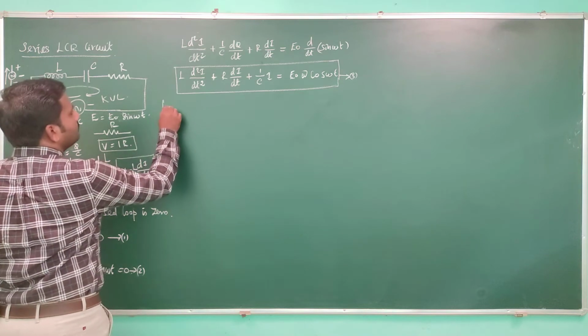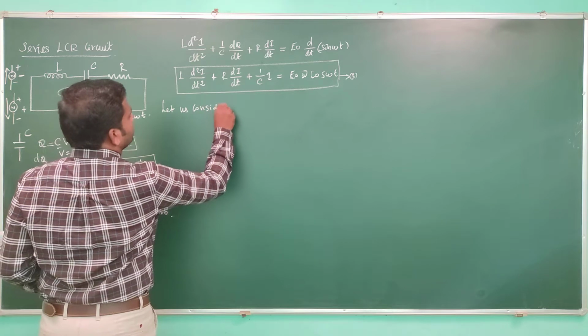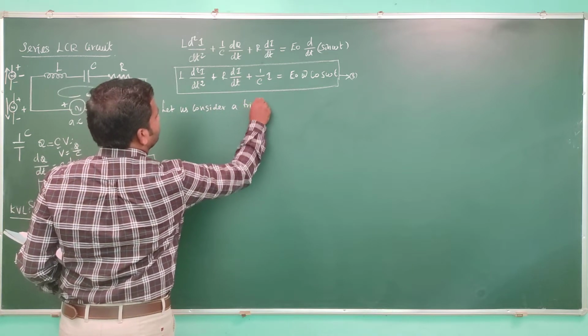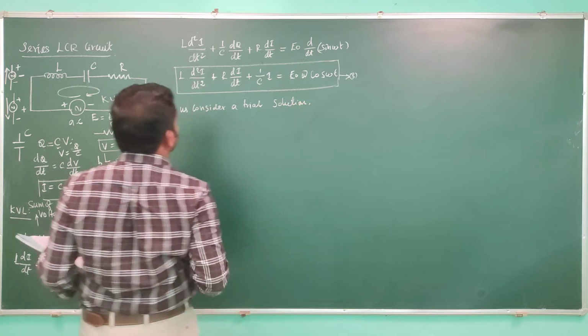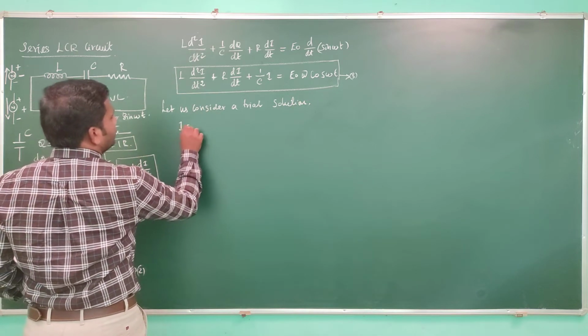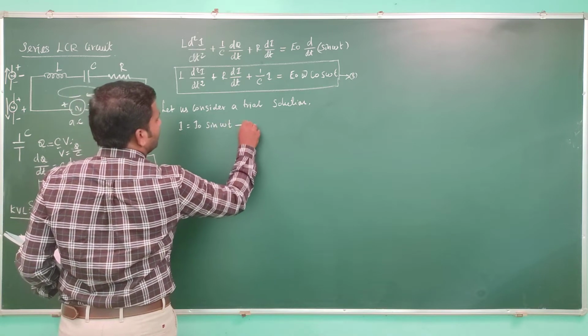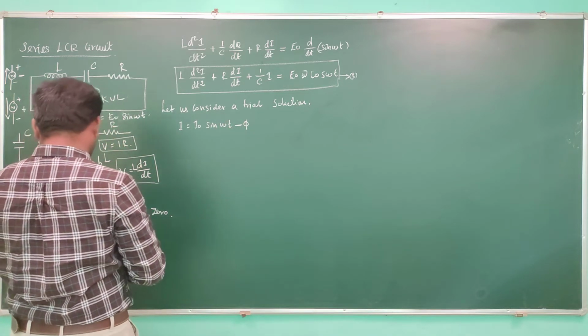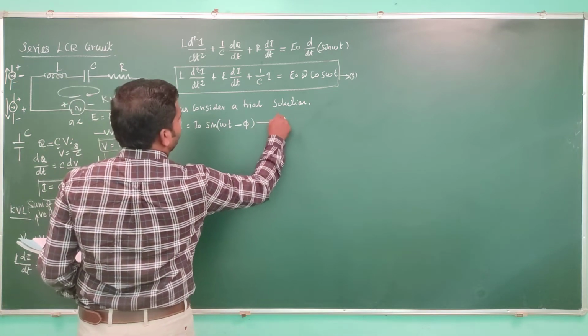Now let us consider a trial solution for this: I = I naught sin(omega t minus phi). Okay.